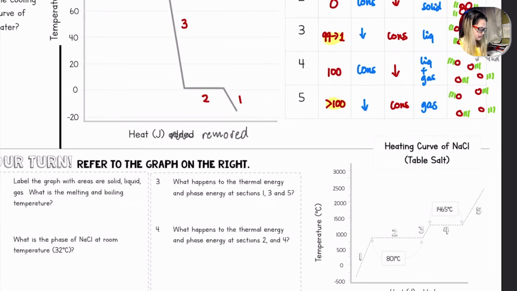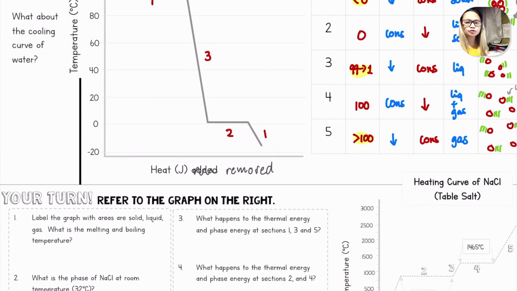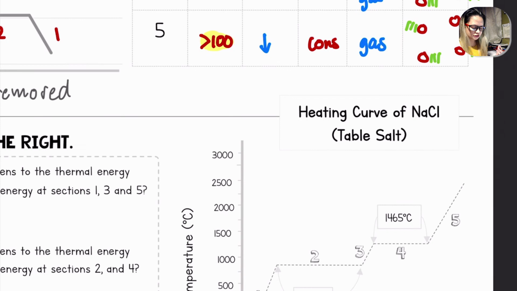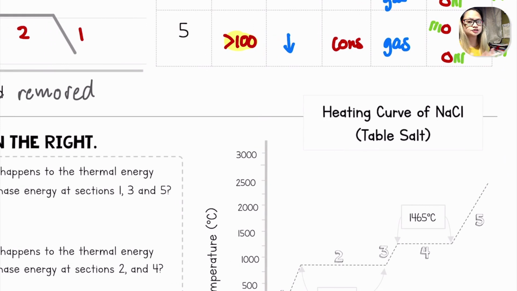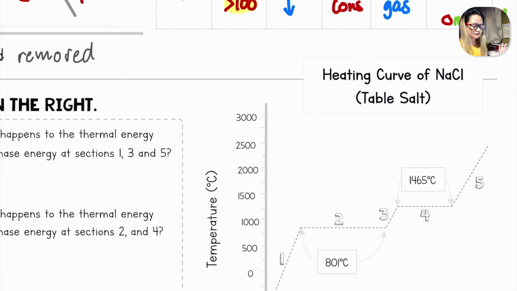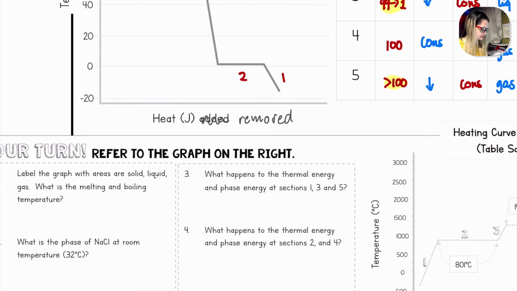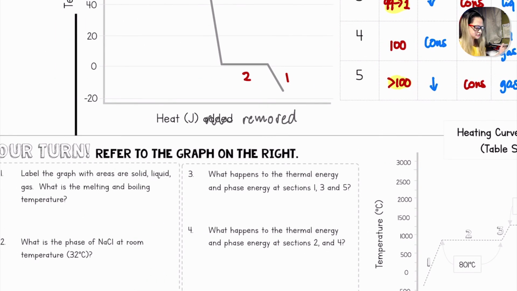So in the your turn, you're going to be exploring a different type of heating curve. You're going to explore the heating curve of sodium chloride, which is table salt, okay, which has a very different heating curve. And then the first question is going to ask for where is the solid, liquid, gas, where is the melting point, what is the boiling point, what is the phase of NaCl at room temperature. I think you already know that. And then what is happening for the thermal and the phase energy for sections 1, 3, 5, and 2, and then 4. Should you have any questions, please let me know. I'm always available for you guys.